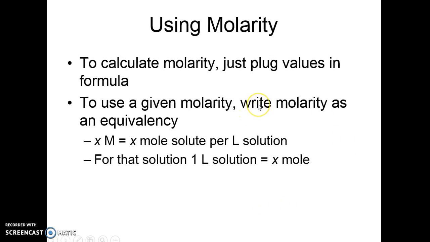To calculate a molarity solution, you look at the values given in the problem and you plug them into the formula. You just figure out how many moles you have and how many liters and then plug it in. But if the molarity is given to you, the easiest way to do one of those problems is to write molarity as a conversion factor. It's telling you that if you have 1 liter of solution, you have a certain number of moles. So they're equivalent to each other, and we can write a conversion factor. Let's look at an example.